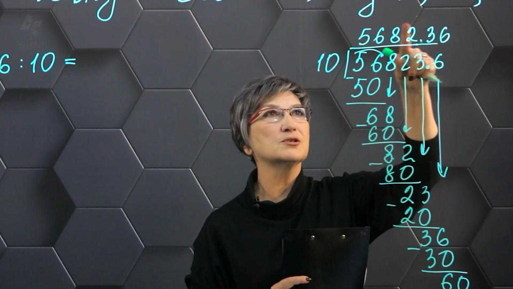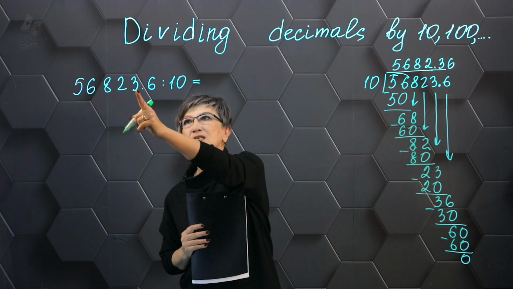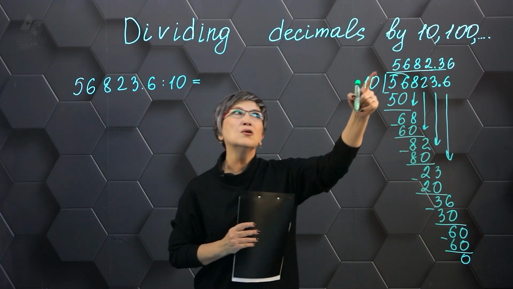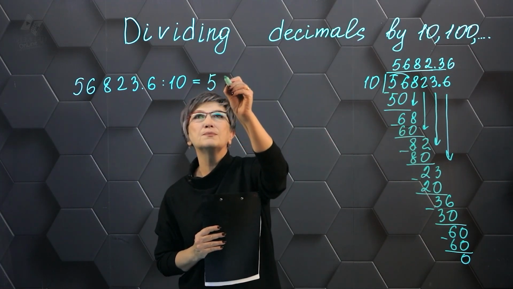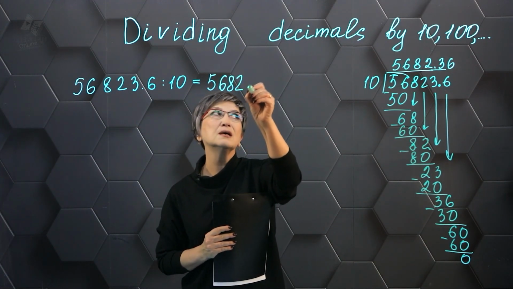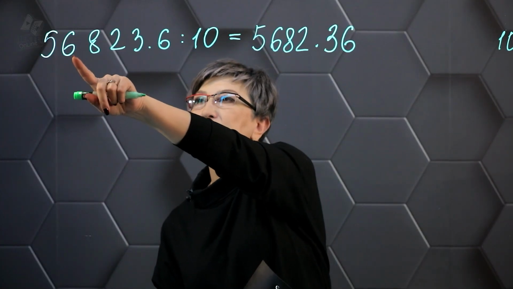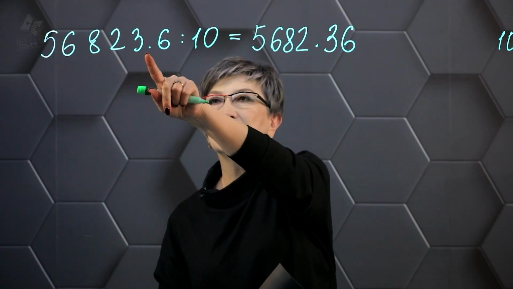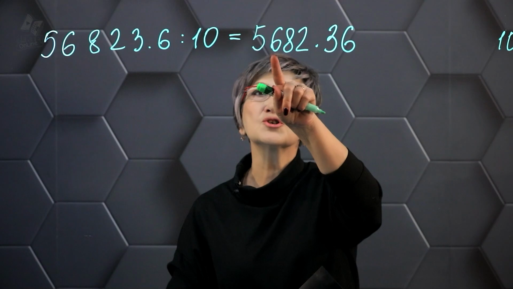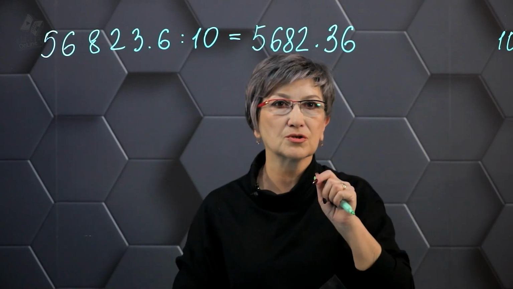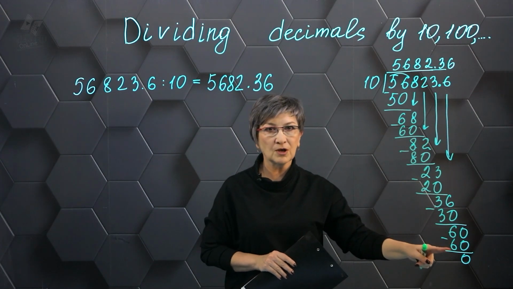So, what is our answer? As we can see, when we divide 56,823.6 by 10, we have 5,682 integers and 36 hundredths. As a result of dividing the number 56,823.6 by 10, we have the answer 5,682.36. And you will notice that division by column takes a very long time.